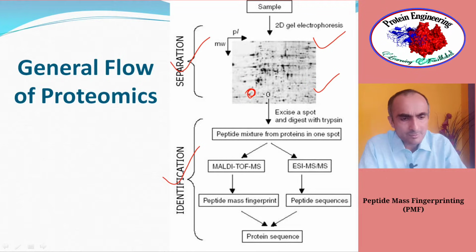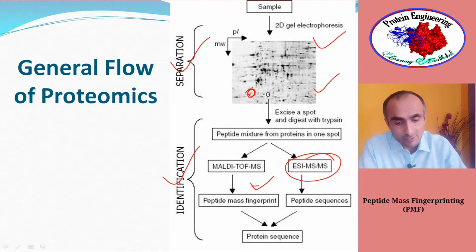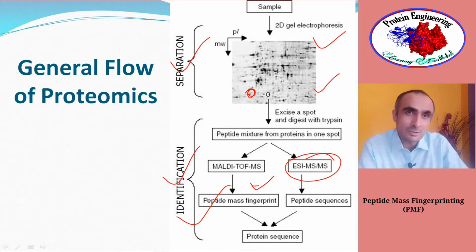and after cutting the spot you can treat with some protease like trypsin, and after hydrolyzing the protein into peptides, those peptides can be identified using peptide mass fingerprinting, or another MS based technique, tandem mass spectroscopy. And in this lecture we'll talk about peptide mass fingerprinting, the technique which is used very commonly for identification of hundreds of proteins per day in a typical proteomic laboratory.